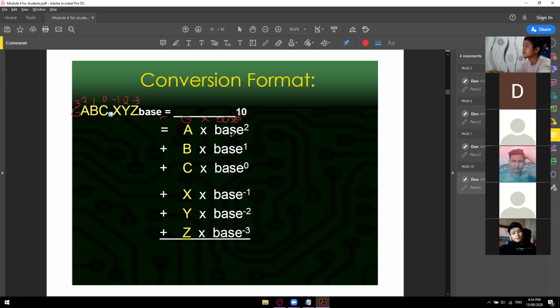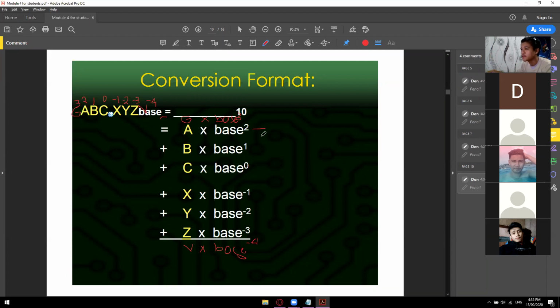Okay, so nandyan yan. Same din dito. Let's say meron pang katuloy to, we have another letter here, or we have another number, say V. So times base raised to -4. Okay. So basically, ganito yung format nyo kung paano mag-convert ng any base to a decimal. Then, just add everything. Okay?